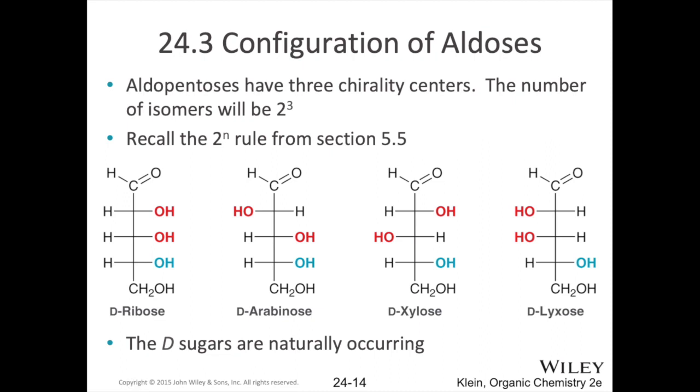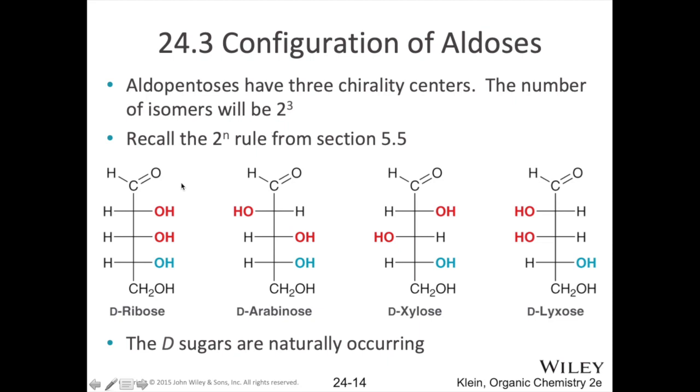Notice that we went from 2 isomers of glyceraldehyde, the 2 enantiomers, plus or minus glyceraldehyde, because it had 1 chiral center. Then we went to 4 isomers of tetroses, which had 2 chiral centers. And now we've got 8. So we essentially get the number of isomers using the formula 2 to the power of n, where n is the number of chiral centers. Hopefully this rings a bell from back when we first learned about chiral centers way back in chapter 5.